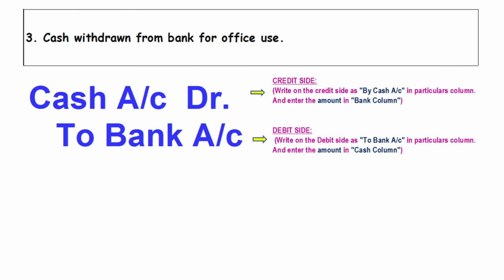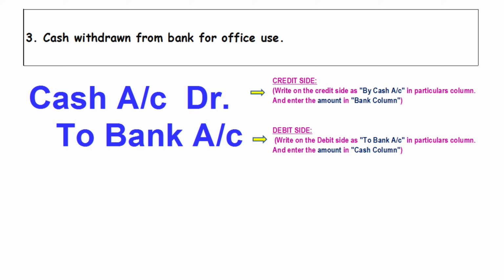I am displaying another screen. It consists of one journal entry. It is only applicable for when cash is withdrawn from bank for office use only. If we learn these two screens' journal entries, then we are in a position to execute 3-column cash book without any error.